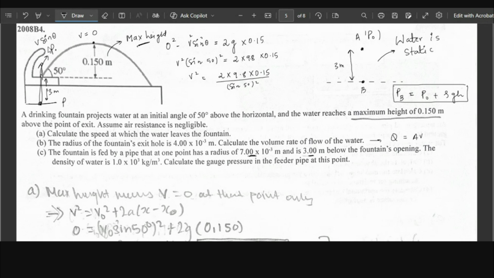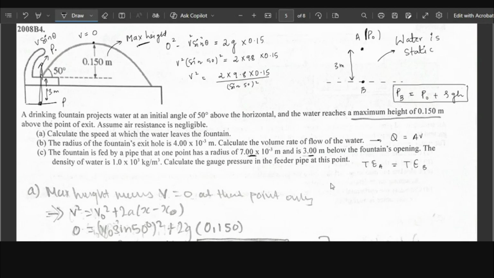There is a velocity, so we can take the kinetic energy component as well. And it is above the surface, above this point, so we can take the energy at this point as rho gh as well. Let me assume this is my A point. So the total energy at point A must be equal to the total energy at point B.